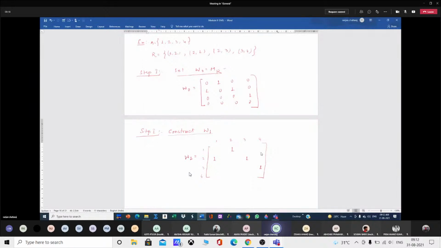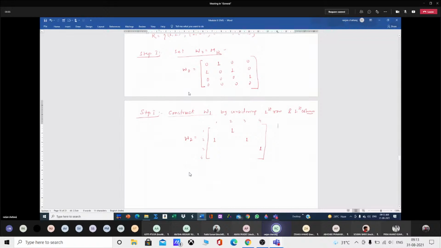Now construct W1 by considering the first row and first column. Actually, this Warshall algorithm is based on the inner points. Inner points, that means like 1, 2, 3, 4. So we are considering the nodes in between the two boundary points, and based on this we are constructing this.